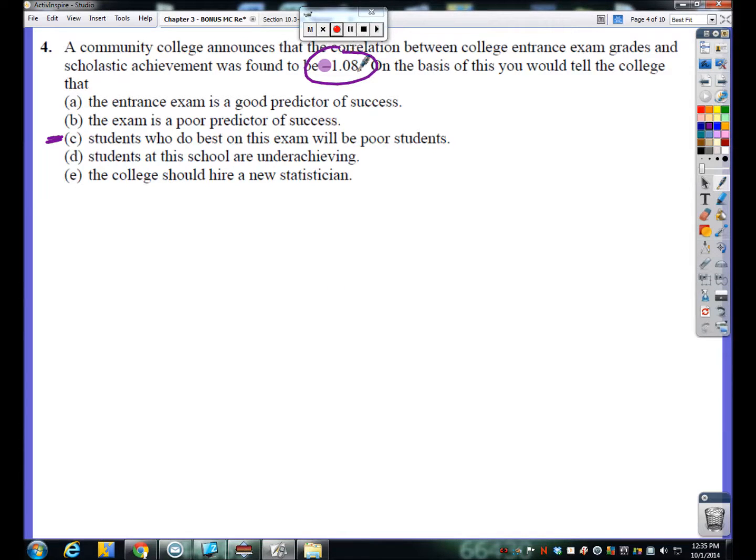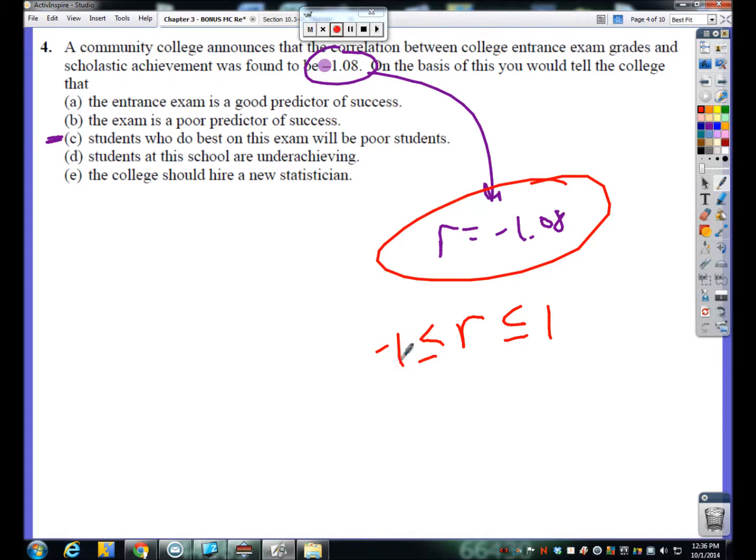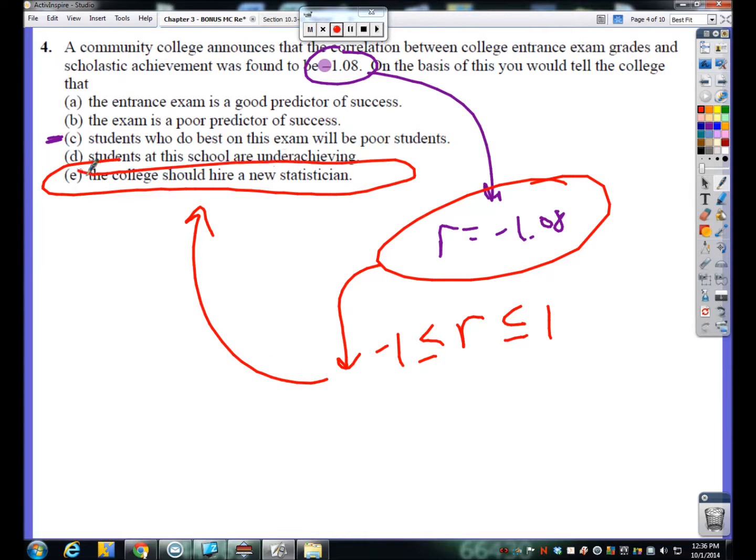But one thing we got to keep in mind here is if they're saying this is correlation and it's negative 1.08, you're going to have to think about correlation, we said, had to be strictly between negative 1 and positive 1. And this negative 1.08 is outside of that range. So as silly as answer choice E kind of seemed like initially at first, that is the answer. We need a new statistician that understands that correlation can't be anything less than -1.